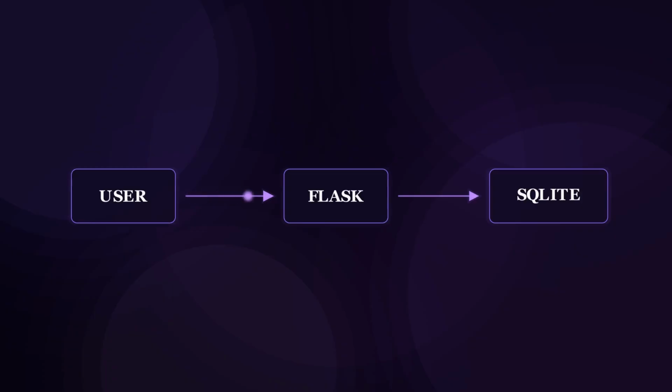Behind the scenes, Flask receives each request, checks SQLite for an existing node, and returns it to the browser. If the node doesn't exist, Dontpad automatically creates one, so there's no sign up or setup required.